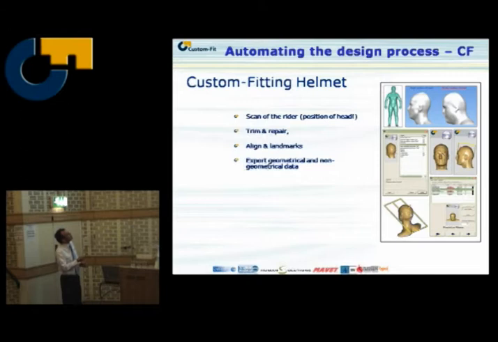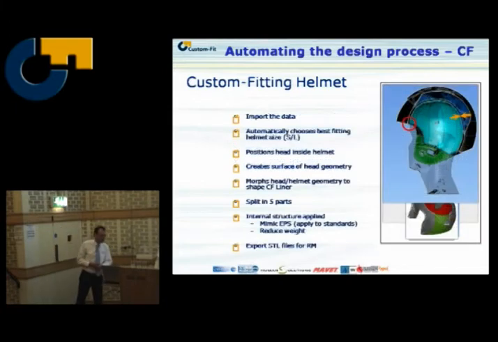And then we export this geometrical data and some non-geometrical data, like what kind of comfort does the user want, to the knowledge-based system. This is the system to come to a customized helmet. Very simple. Just a few buttons, and then you have a customized helmet. First of all, we need to import the data.